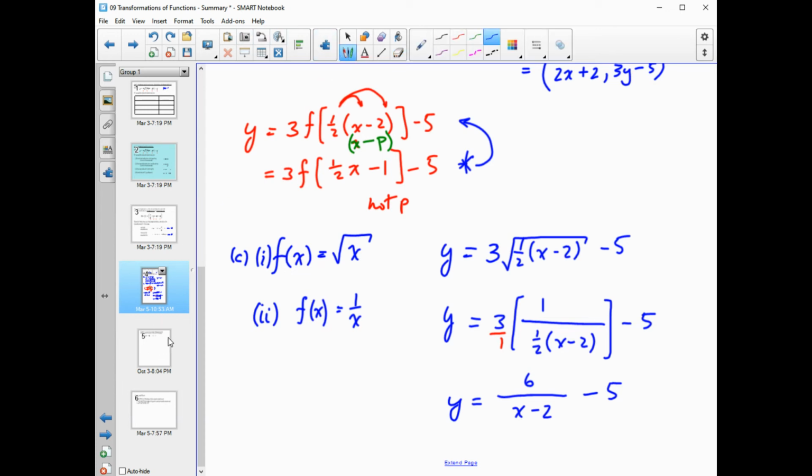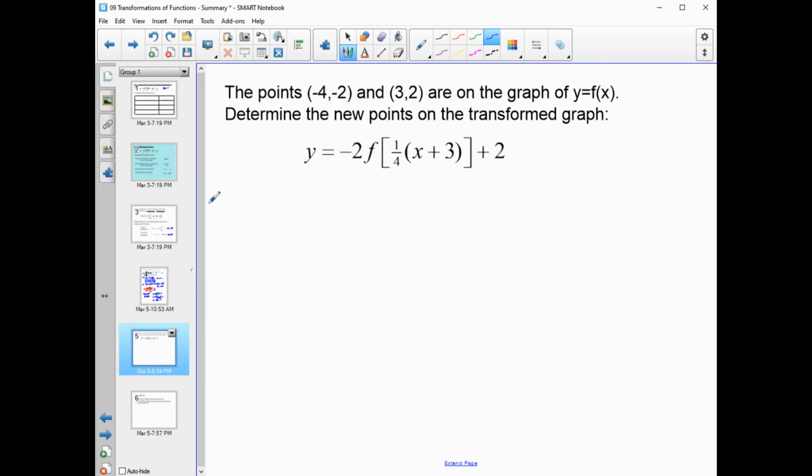Let's go on to what I believe is the last example for this fairly short lesson and note. So here is an example. The points (-4, -2) and (3, 2) are on the graph of y equals f of x. Notice I'm not giving you f of x here. We have no idea what this parent function looks like. All we know is that it includes these 2 points. There may be other points, there may not.